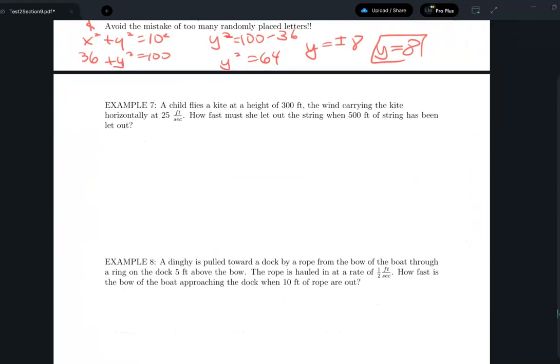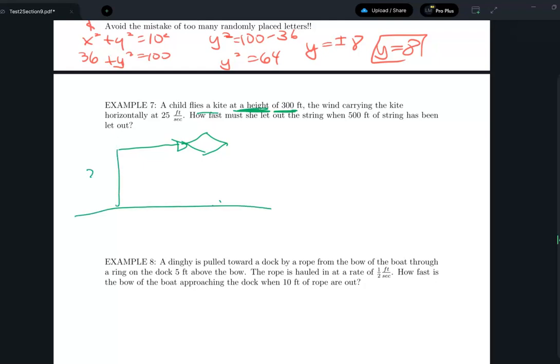Here we have no training wheels, right? You need to figure out all these things on your own, so you know what you're looking for. So let's get a little picture going. I've got a child flying a kite. Here's the kite, and the kite flies at a height of 300 completely horizontally. It's a perfect world in mathematics.